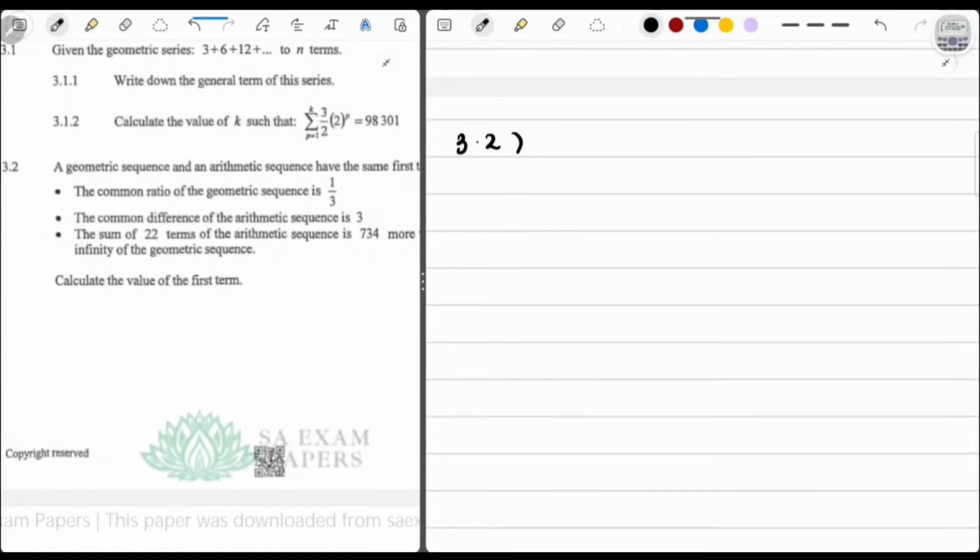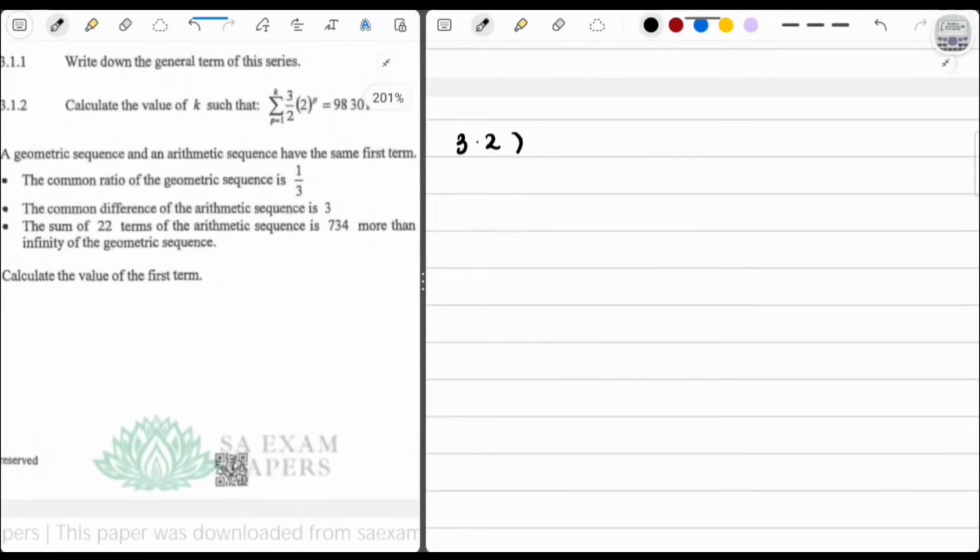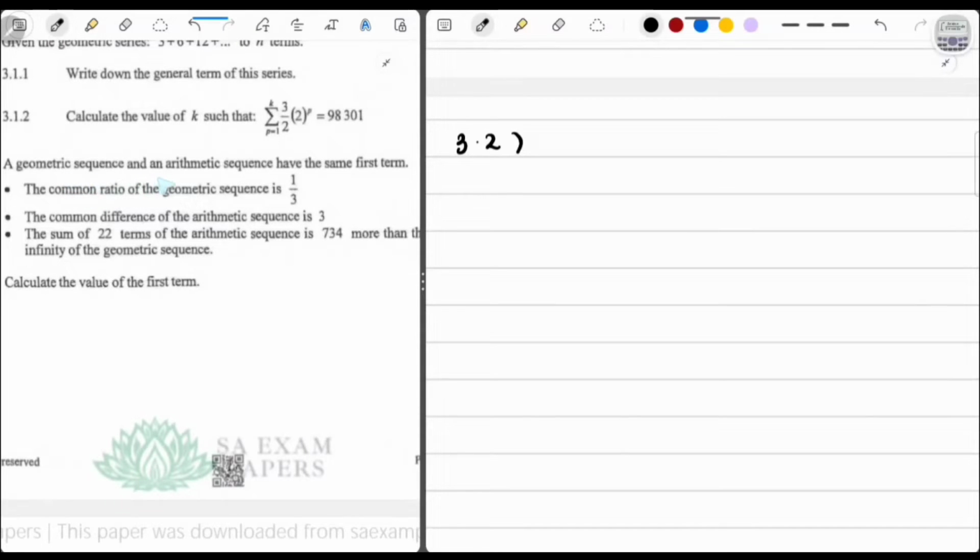The next question is 3.2, and this is what 3.2 says. It says that a geometric sequence and an arithmetic sequence have the same first term. The minute they start saying stuff like this, I don't even read the rest of the question. I just start writing down because I don't like to get intimidated by the question. Sometimes you scare yourself before you even work on the question. So to not scare yourself, you have to calm down and analyze what's going on. As they are saying what's going on, be writing it down, be representing it in a way that you will understand.